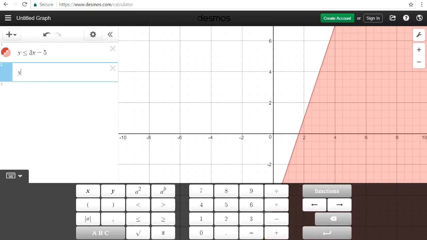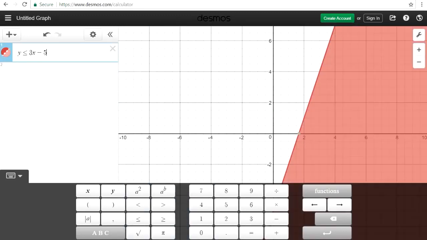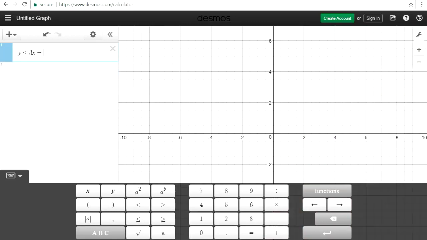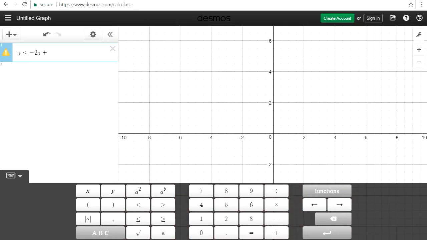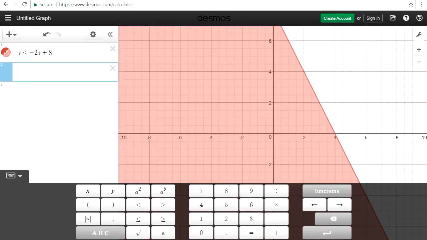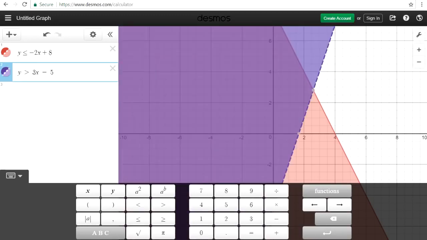Or you can have a system of inequalities. Let's say y is greater than 2x plus 3, and at the same time y is less than negative 2x plus 8, and y is greater than 3x minus 5. So sometimes you may need to find a region in which both graphs are shaded, which is here.